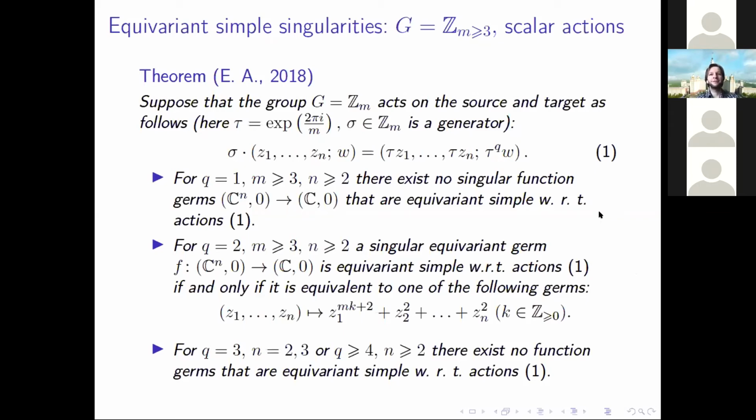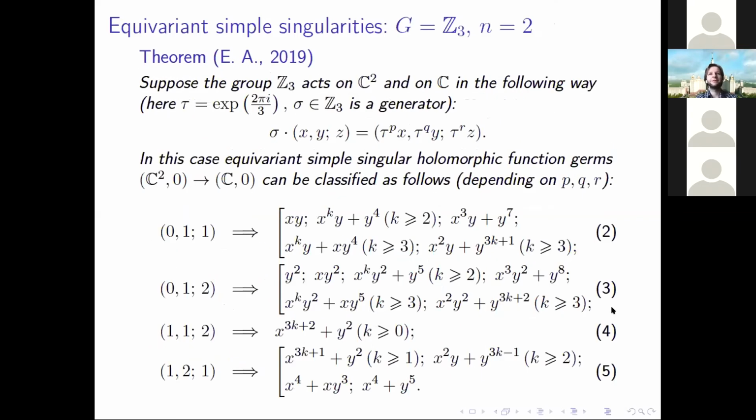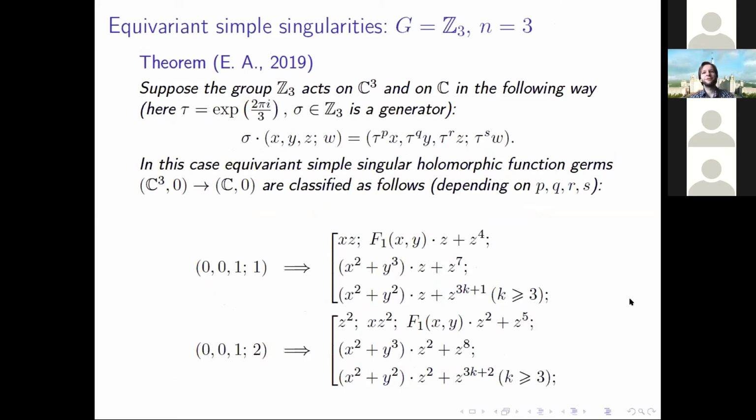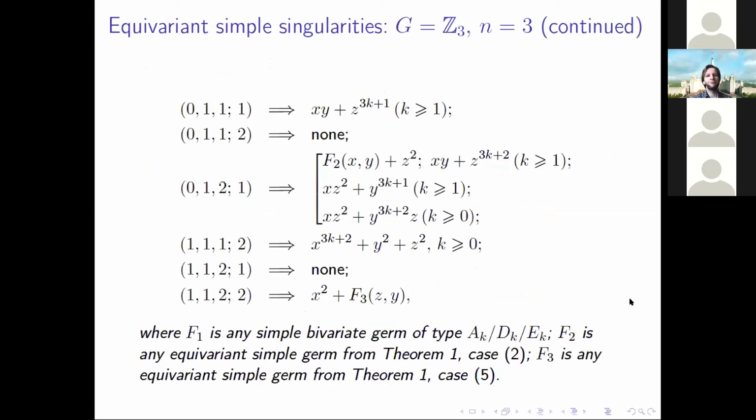So here are some results for a general cyclic group with a scalar action. There are certain cases when there are no equivariant simple singularities, and there are certain cases when equivariant simple singularities form one infinite sequence. And I also classified equivariant simple singularities with respect to the group of 3 elements for the cases of 2 or 3 variables. So again, I just briefly show you the results in order to move to our most recent results.